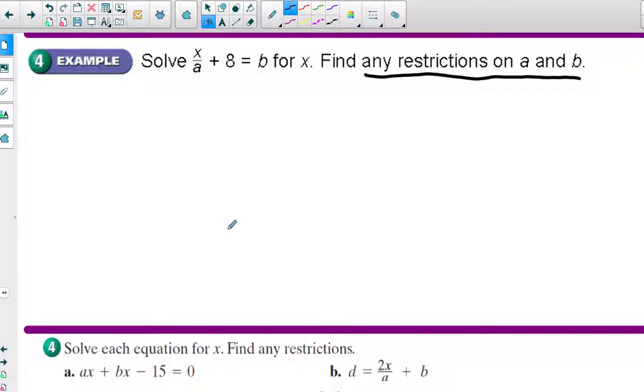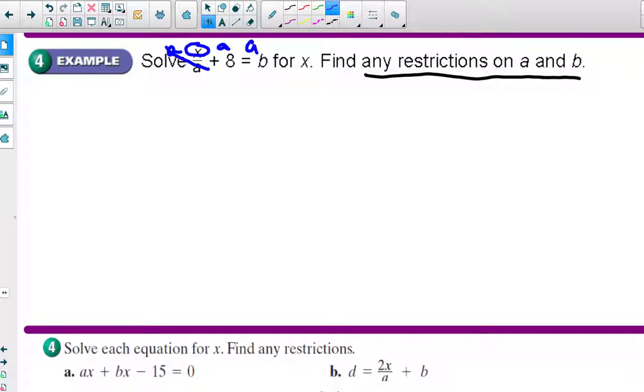All right, so looking over here, we have solve x over a plus 8 equals b, and we want to solve that for x. So I need to get this x term alone. Well, we can go about that 2 different ways. I don't really much care for the fraction there. I know I need to get the x by itself, so why don't we go ahead and multiply each term by an a?